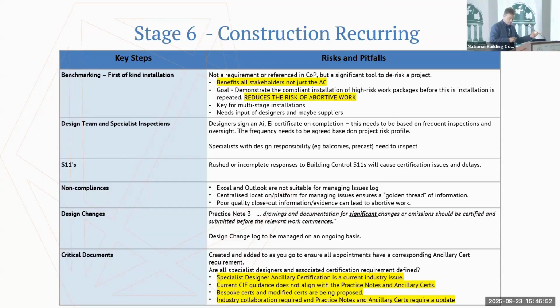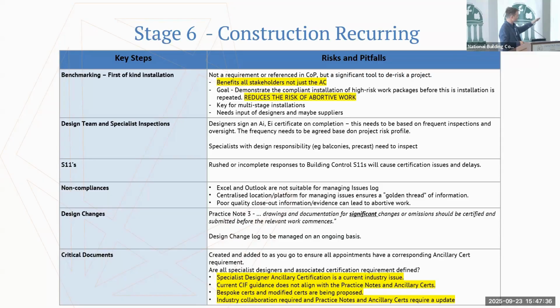It's been touched on in the previous conversations as well about design team inspections and specialist inspections. So, every main designer is signing an AI and an EI, and it has to be based on something. You can't just receive an EI and have no record of that person's attendance on site. Again, it's down to risk rating. It's dependent on the start and end date of the works relating to your discipline, but there should be frequent inspections. For a standard risk project, we'd be looking at a fortnightly inspection from a design team member, potentially stretching to a month if there are delays or periods where there's not a lot of activity.